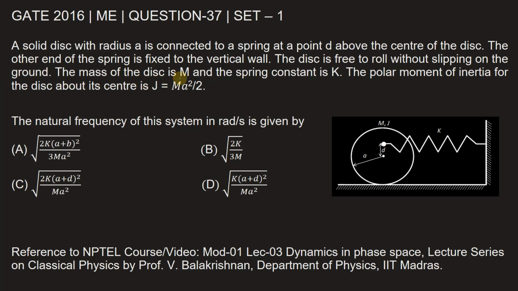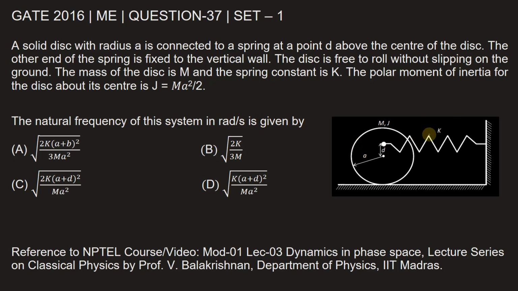Mass of the disc is m and spring constant is k. The polar moment of inertia for the disc about its center is J equal to capital M A square by 2. The natural frequency of this system in radians per second is given by.